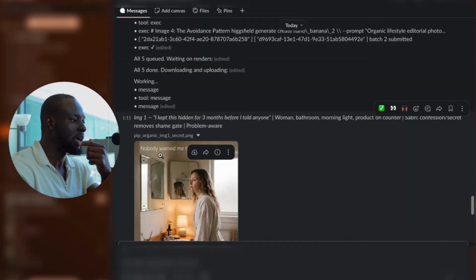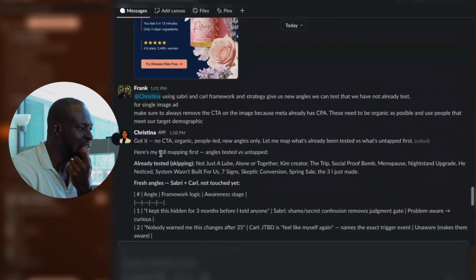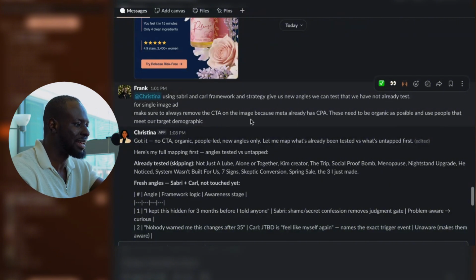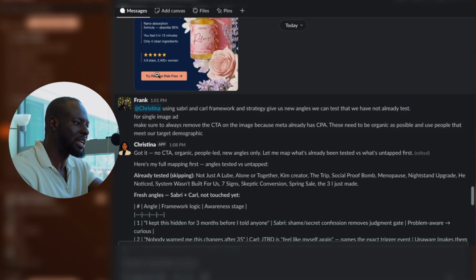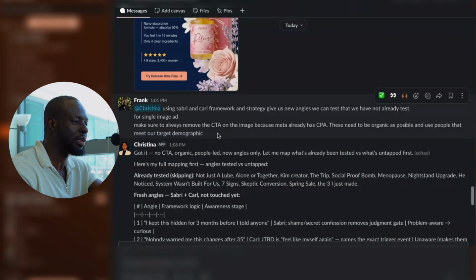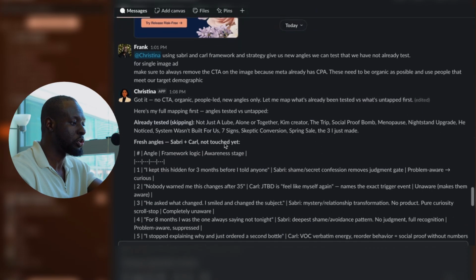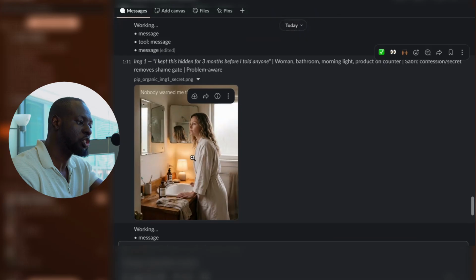Another thing, let's see what else. Christina, using Sabri and Carl's framework and strategy, give us a new angle we can test that we have not already tested for any single image ad. Make sure to always remove the CTA on the image because Meta already has a CTA. So I don't like that she had this over here, and I'm telling her to remove that from future images she puts together. And this is what she puts together.